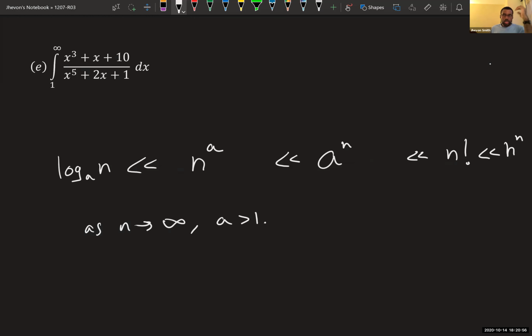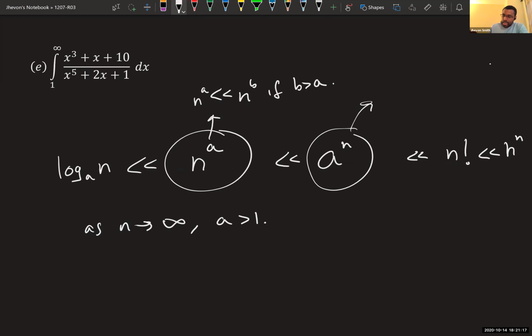So these are some intuitions that you build from Calc 1. I went over this in the Calc 1 lecture, so I'm not going to go over that anymore. But even within each category, there is also the idea that n to the a is going to be much less than n to the b if b is bigger than a, right? And within this category, a to the n is going to be much less than b to the n if b is bigger than a, etc.